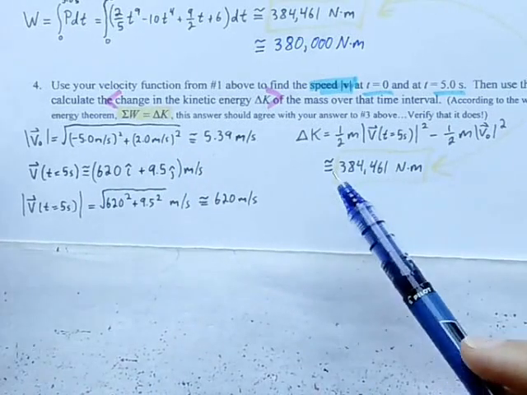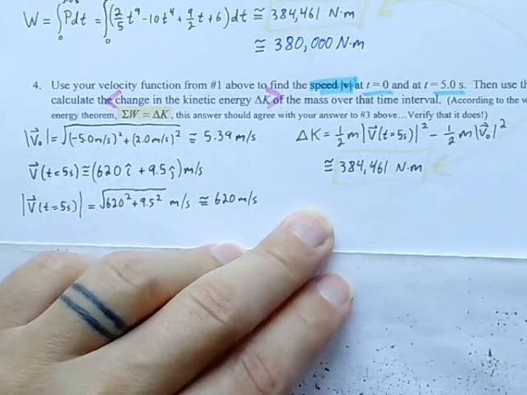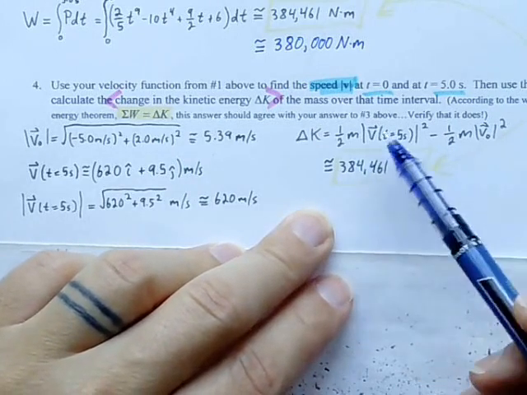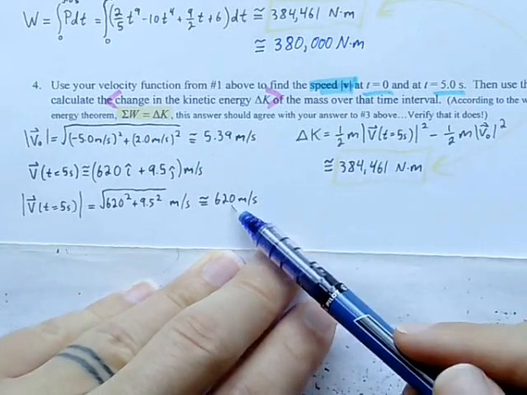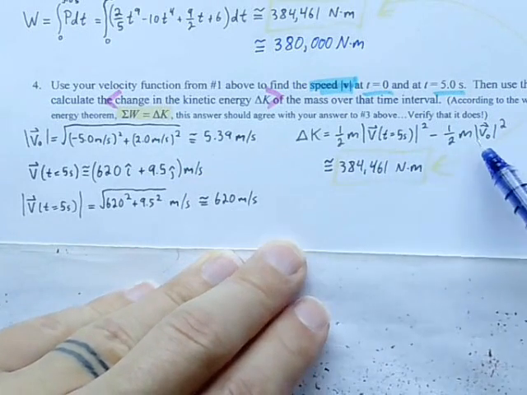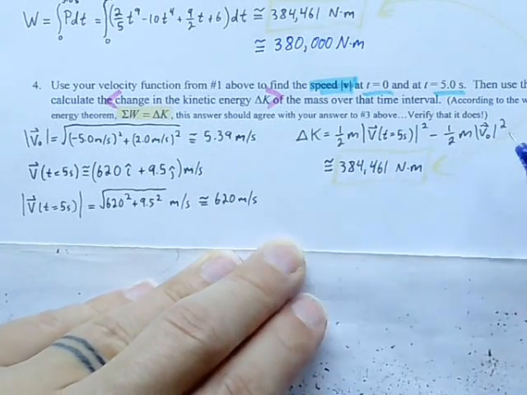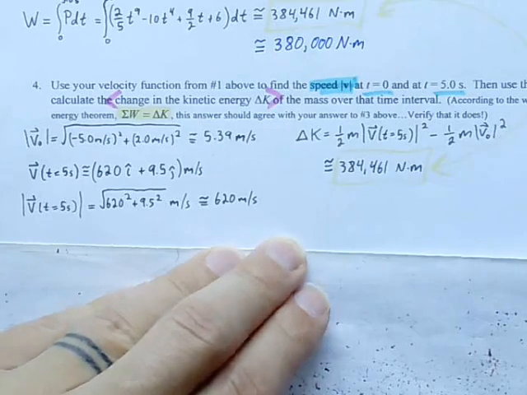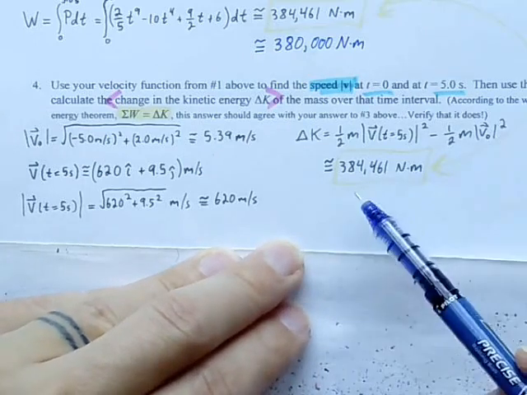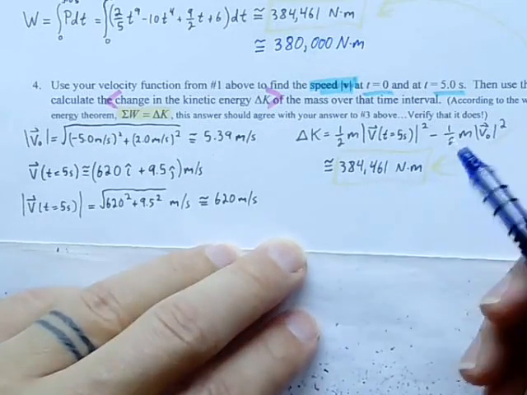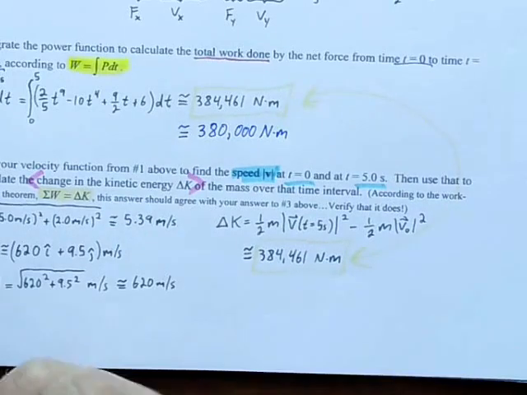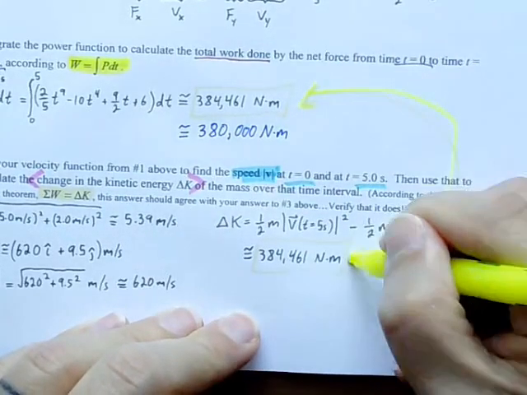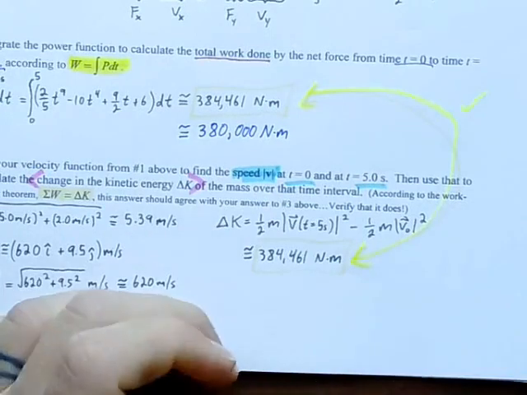Now, our change in kinetic energy will be the final kinetic energy minus the initial kinetic energy. So 1/2 m times V final squared, that's 620 meters per second squared, minus 1/2 m times V initial squared, the 5.39 meters per second squared. And that will come out to the same value as before, confirming our earlier result.